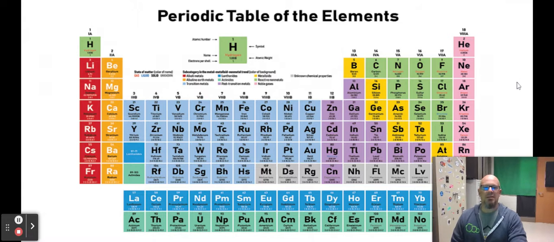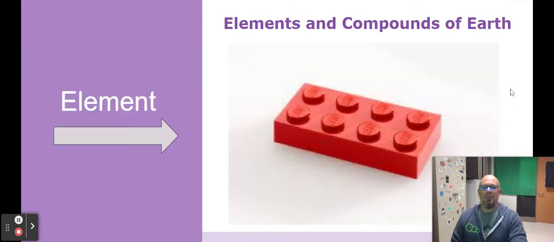It's the smallest kind of piece that makes up matter. When we think of it like the Legos in your lab, you did those with Legos, this would be like one Lego piece by itself would be an element. If we had other colors attached to it, then we're no longer classifying that as an element.